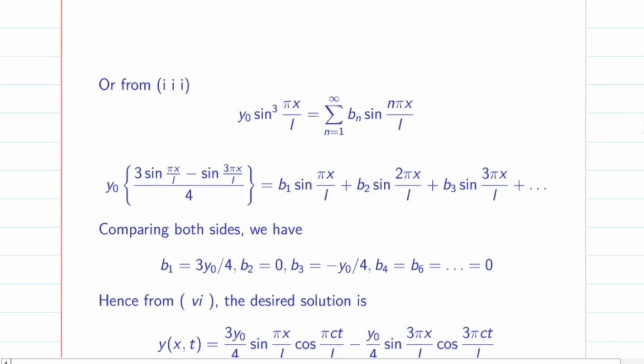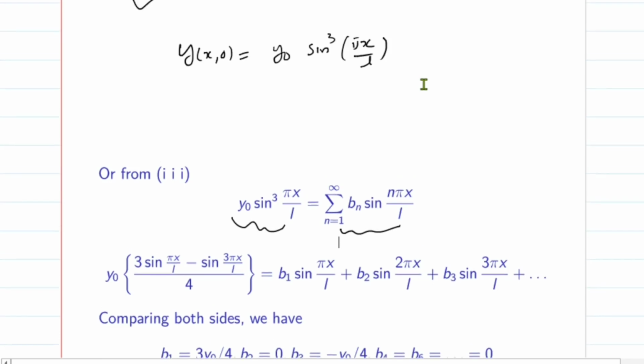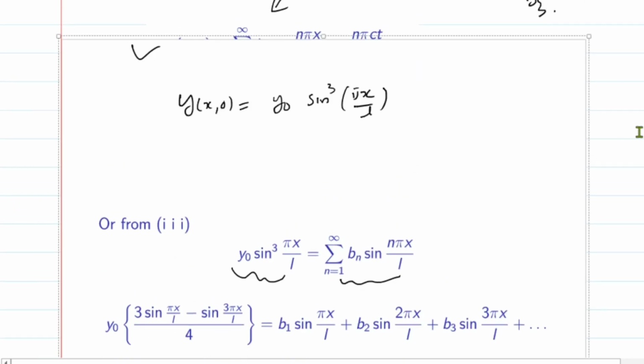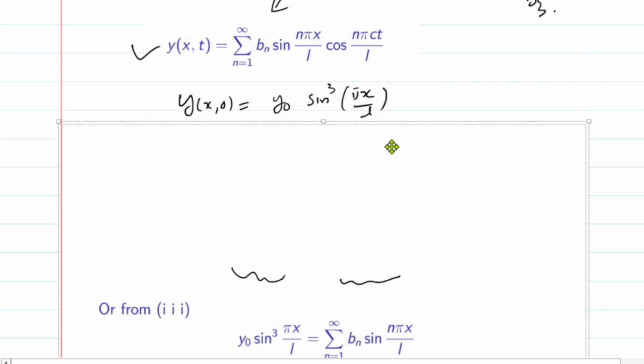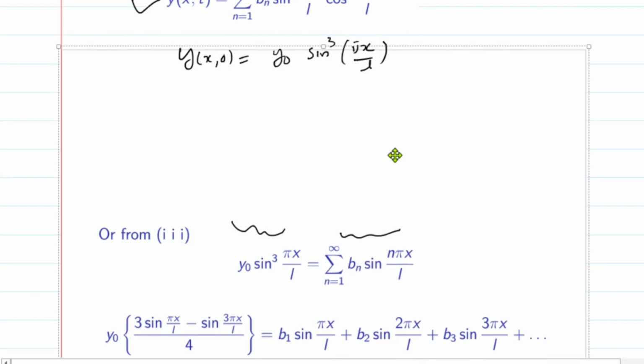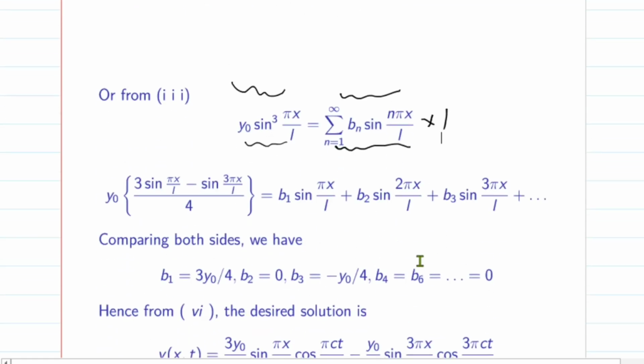When you compare these two, what we get is y naught sin cube(pi x by l) is equal to, in this equation we put t equal to 0. So this term becomes 1, this term becomes 1. So y naught sin cube(pi x by l), the initial position, is equal to sigma bn sin(n pi x by l) into 1. We take sin cube(pi x by l) and expand it: sin cube theta is equal to (3 sin theta minus sin 3 theta) divided by 4.